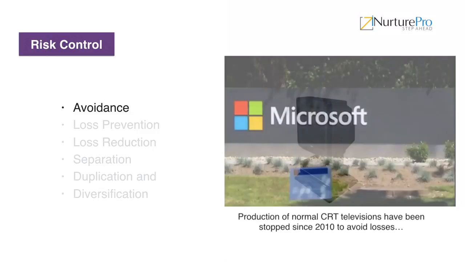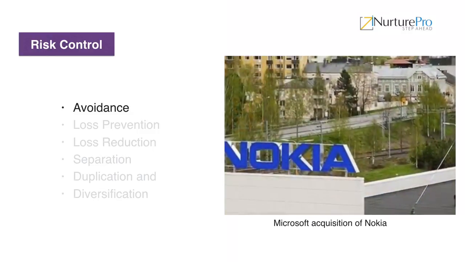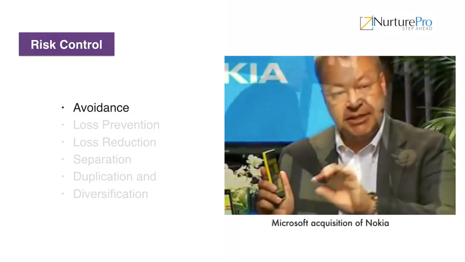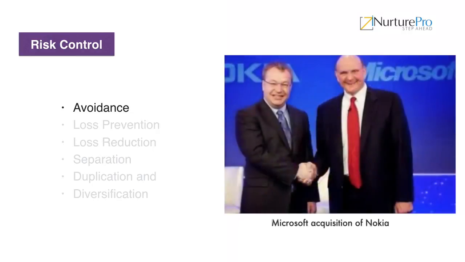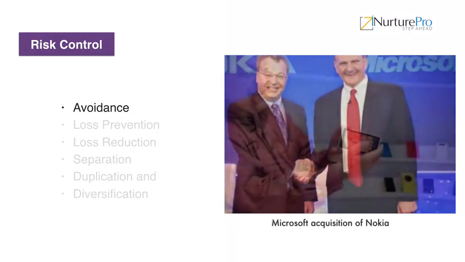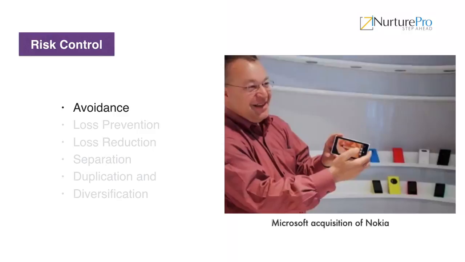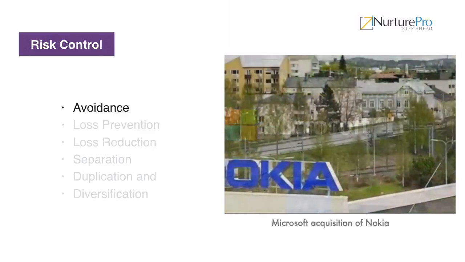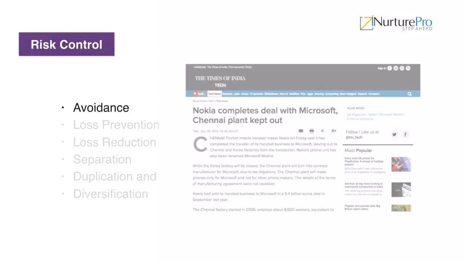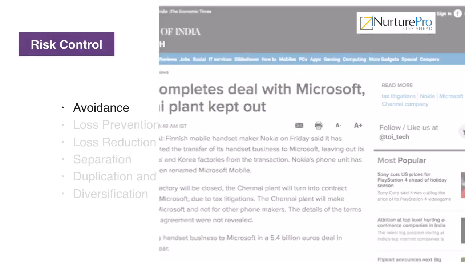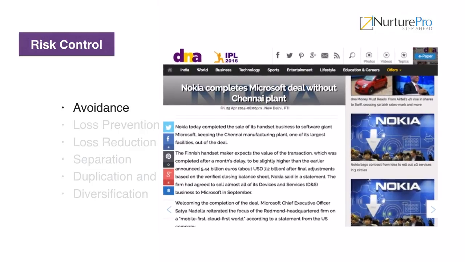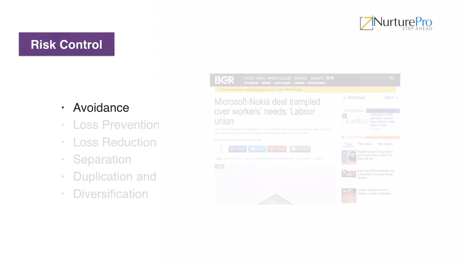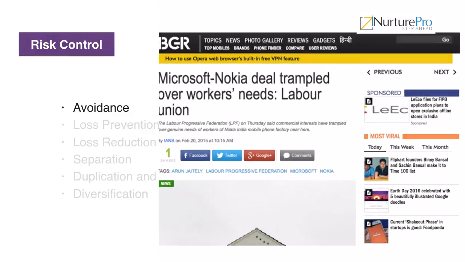Another example could be Microsoft acquiring Nokia. Microsoft was well aware of all the issues related to the loss-making Nokia production unit based out of Chennai. This production unit had issues related to labor, tax evasion, legal disputes, and a lot more. So Nokia had no other option but to complete the sale of its handset business to software giant Microsoft, keeping the Chennai manufacturing plant, one of its largest facilities, out of the deal.